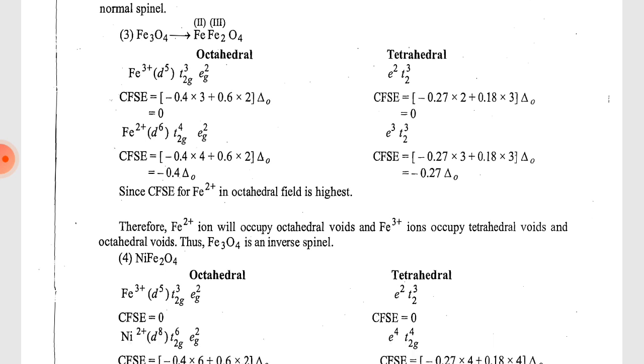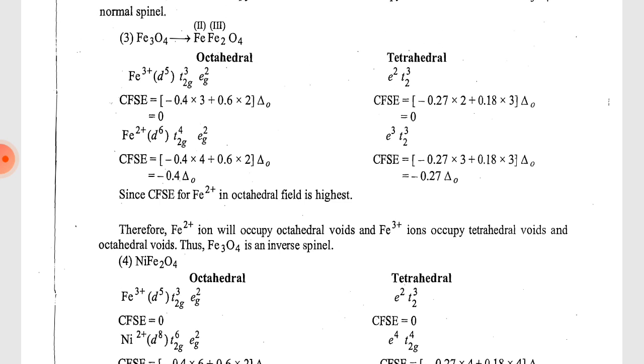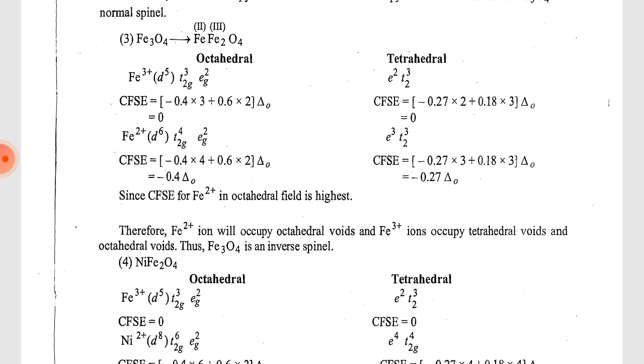Third, Fe3O4, that is Fe Fe2 O4. Fe will be in the +2 oxidation state, Fe2 in the +3 oxidation state. Octahedral Fe3+ is d5, t2g3 eg2. CFSE is equal to minus 0.4 multiplied by 3 plus 0.6 multiplied by 2 Δ0, which is equal to 0. In tetrahedral, e2 t2^3, CFSE is minus 0.27 multiplied by 2 plus 0.18 multiplied by 3 Δ0, which is equal to 0.